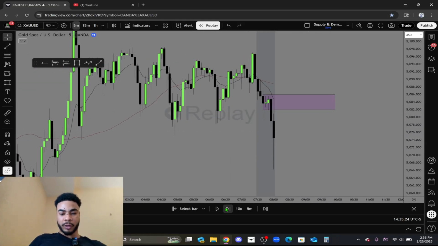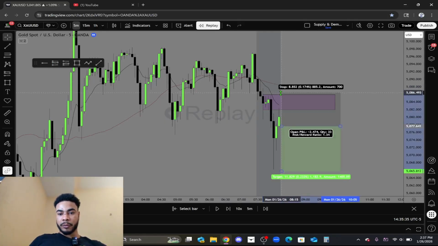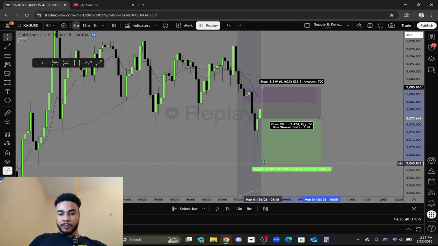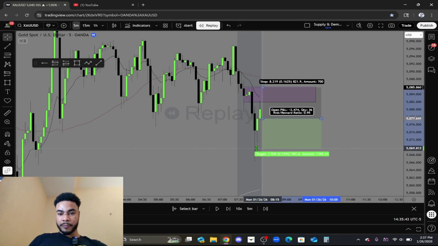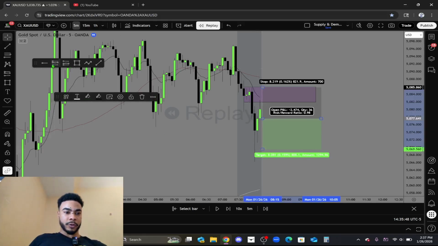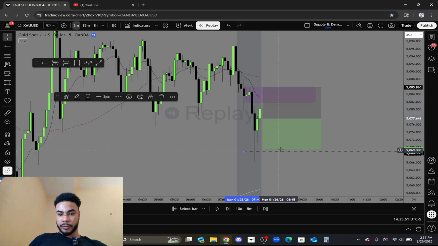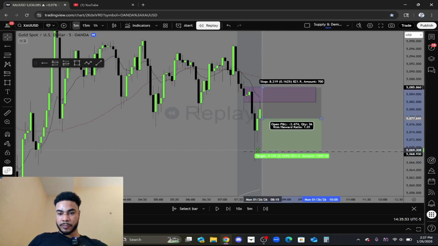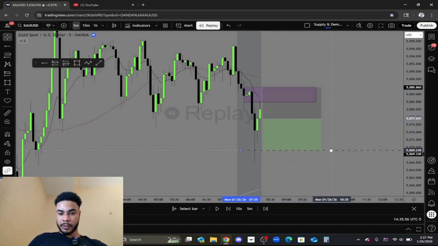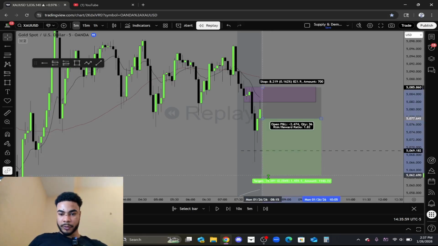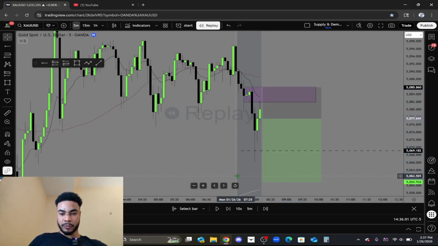I sent this to the group chat as soon as I saw this candle come in, hit the zone and start rejecting off the zone. I let them know, okay, next break of candle I'll be getting in for sells, and my first target is a 1-to-1, which is around here. Second target is 1-to-2, which is around there.